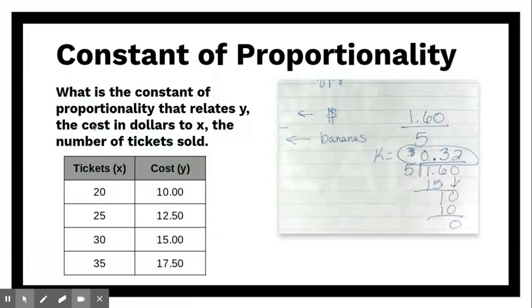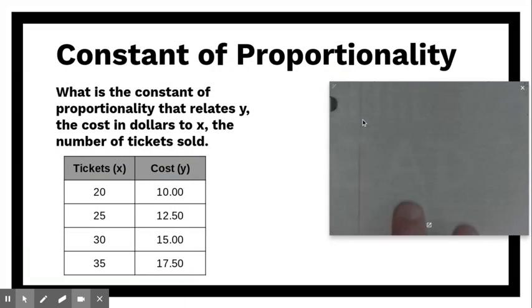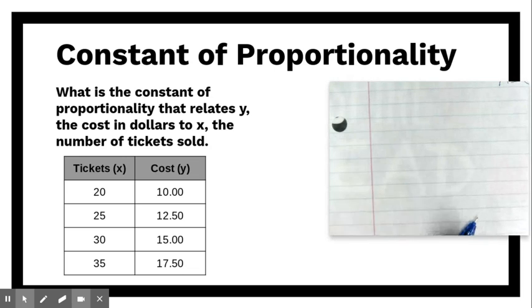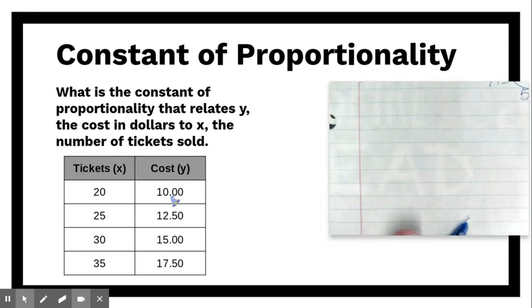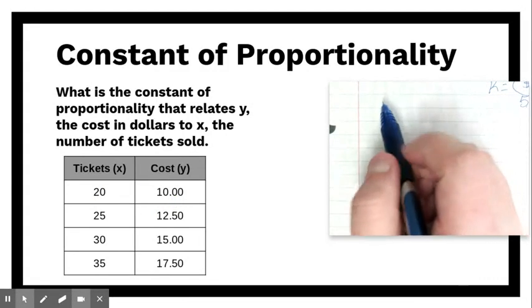So let's go to tables. From a table, I'm going to show you on here. We want to do y over x. So the constant of proportionality relates y, the cost in dollars, to x, the number of tickets sold. Okay, so I'm going to do y over x, and I'm just going to choose this first one. As simple as that. You can choose any of them. They're going to give you the same answer.